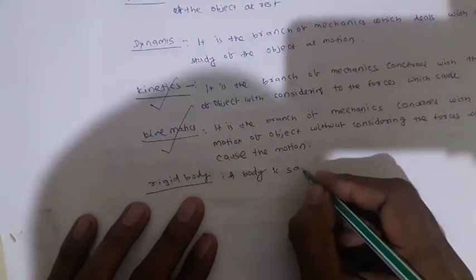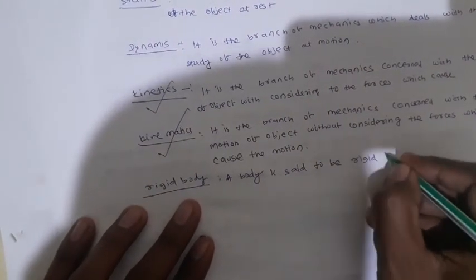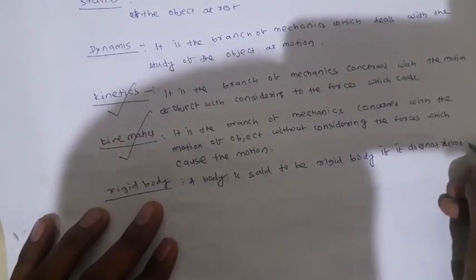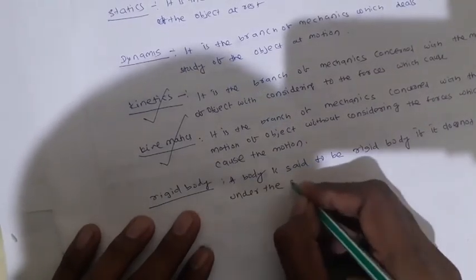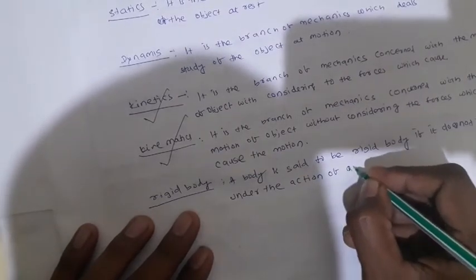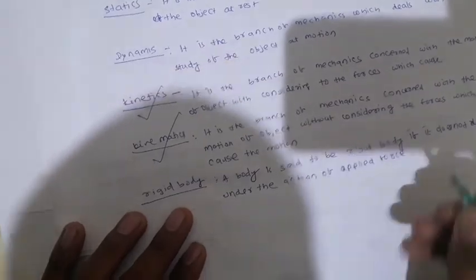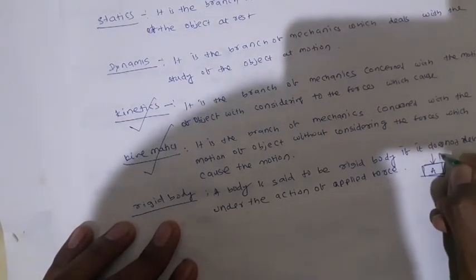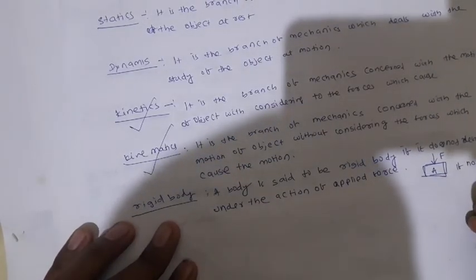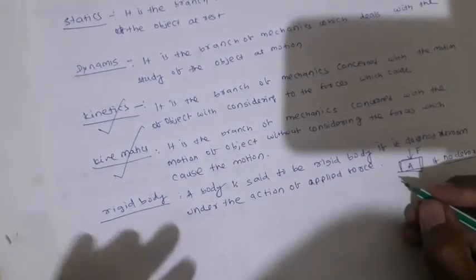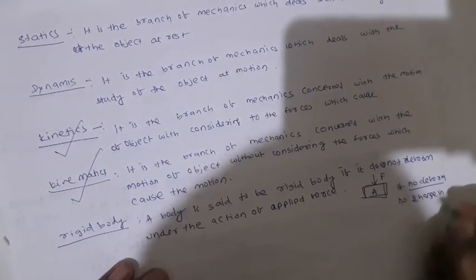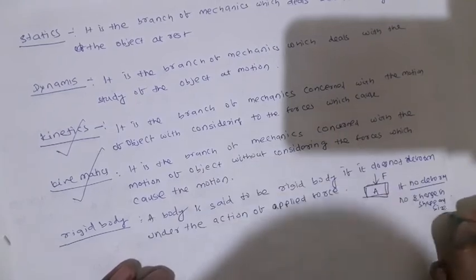A body is said to be a rigid body if it does not deform under the action of applied force. So if we apply a force F on a body A, and there is no deformation, no change in shape and size, then it is known as a rigid body.